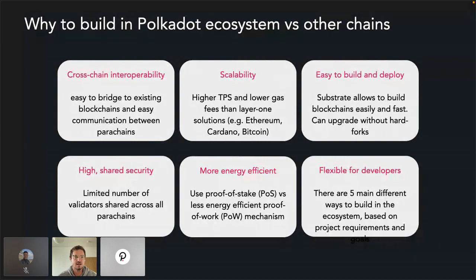The third one is easy to build and deploy. If somebody looks at how much effort it took over the last couple of years to build out a layer one blockchain, versus teams that have built a parachain over the last couple of months. We have teams in the ecosystem who really built out their parachain in 4 to 6 months, from the get-go. They started to build a true layer one blockchain within a couple of months.